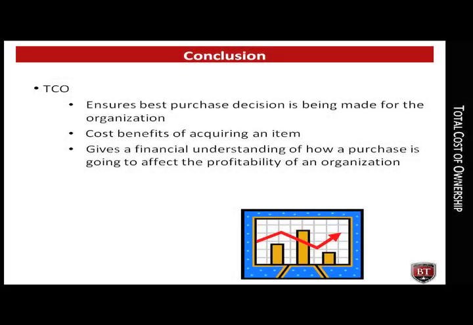TCO is a tool used by purchasing professionals to ensure the best purchasing decision is being made for the organization. It looks for the cost benefits of acquiring an item or sourcing from vendor A over vendor B. Knowing how to perform a TCO analysis is crucial for the role of the purchasing professional and is sometimes performed by the financial professional with input from the purchasing professional. It is used across many industries and can be applied differently in each situation. It is also important to understand how the purchase and maintenance of this equipment is going to affect the profitability of the company as a whole.